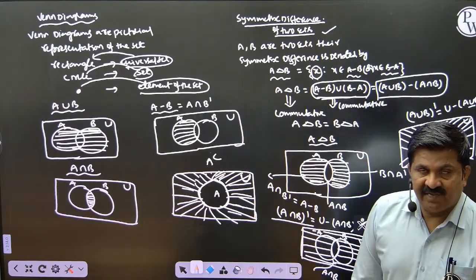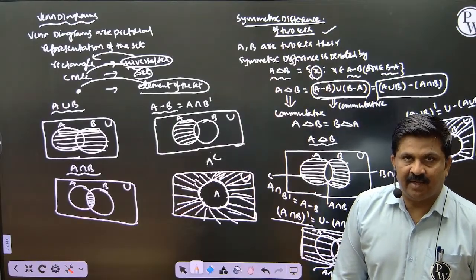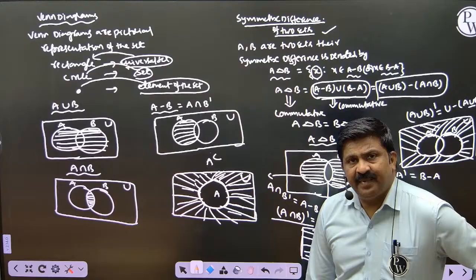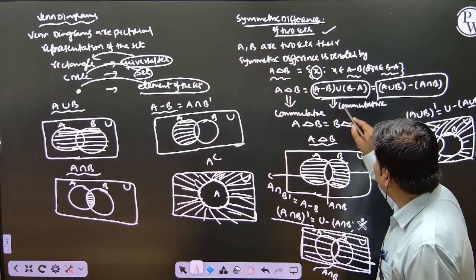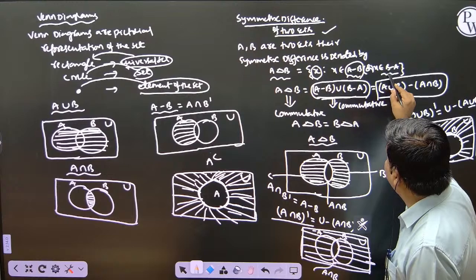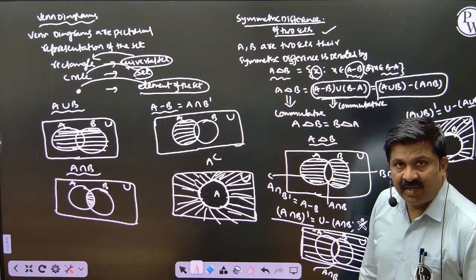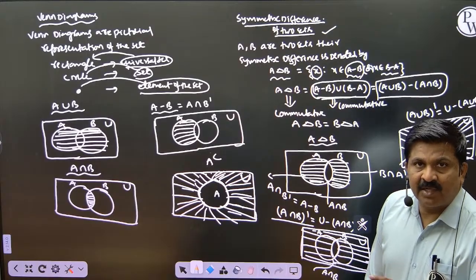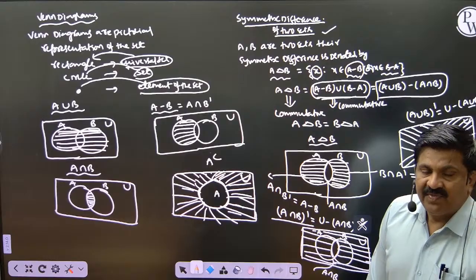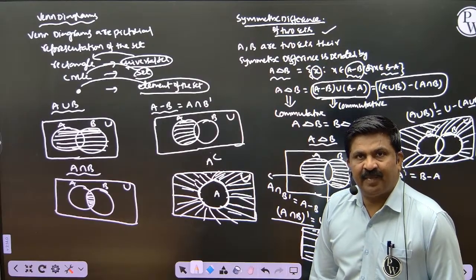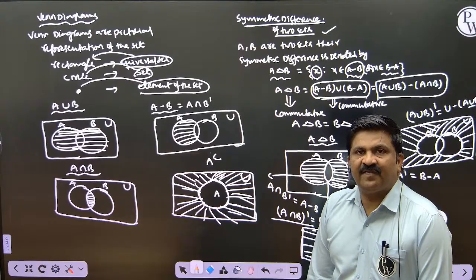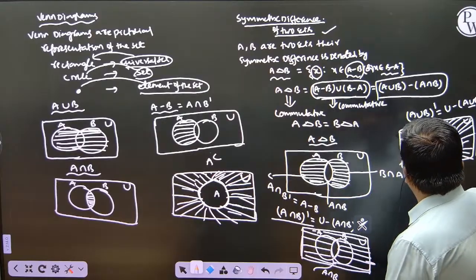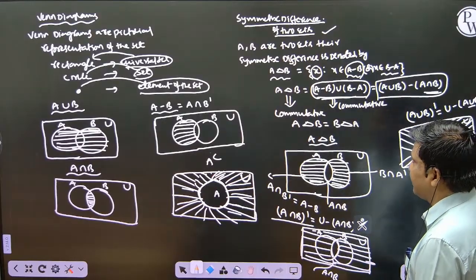What is the symmetric difference of two sets denoted by? A delta B. But actually what is the symmetric difference of two sets? In a symmetric difference of two sets, we have the elements of A minus B or B minus A. So what does it mean? They have the elements of A or elements of B, but not both. They do not have the common elements of A and B. So that's why from A union B I deleted A intersection B.